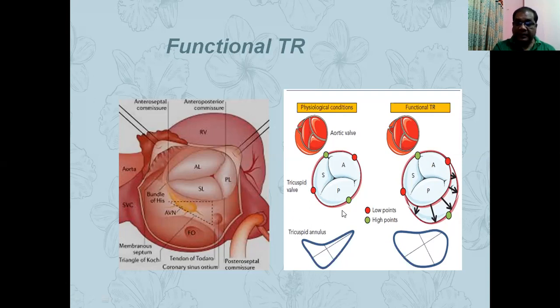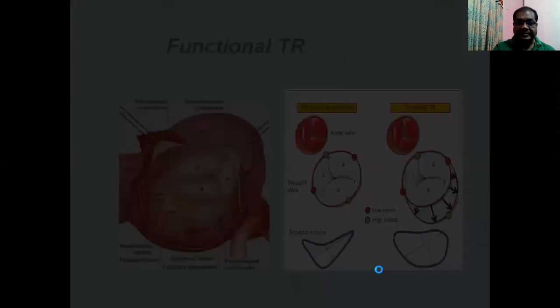So whenever there is dilatation, as has already been said, the anterior and the posterior leaflet area and the annulus is the most affected. And from the normal configuration, the tricuspid annulus becomes more or less rounded or a little bit elliptical, so that the normal configuration of the tricuspid annulus is altered in case of functional tricuspid regurgitation due to enlargement of the posterior and the anterior part of the annulus.